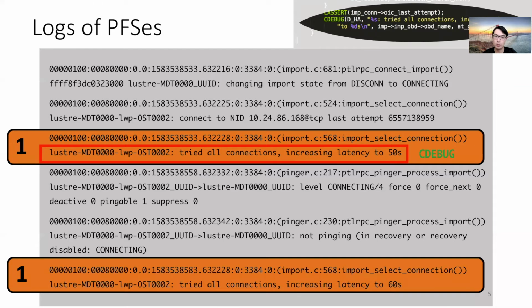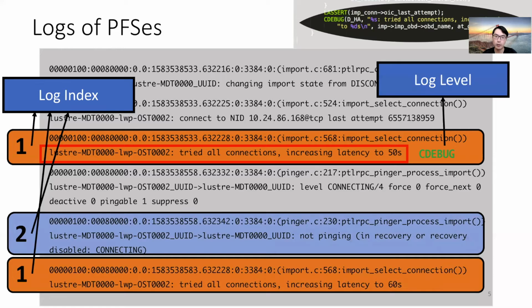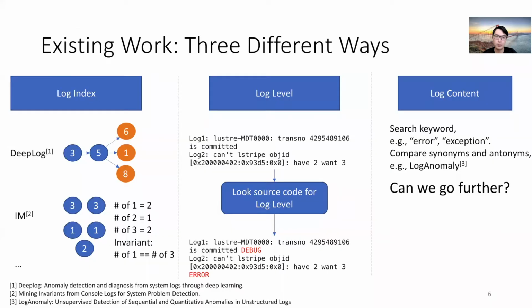We say the logs from the same logging statement have the same log index. These two have log index 1. For another dissimilar log, it has a different log index. So logs provide 3 types of information: log index, log level, and log content. So we can detect anomalies by them.